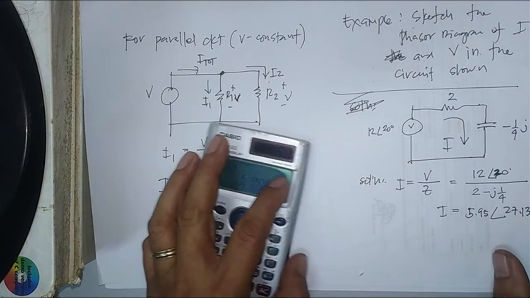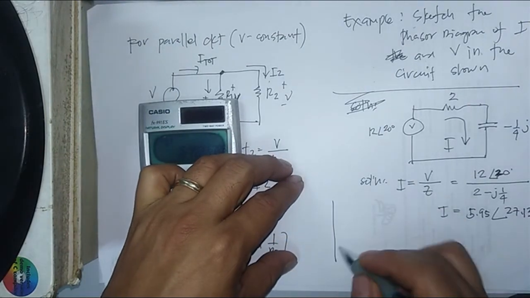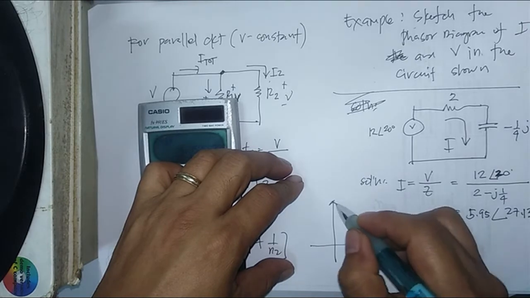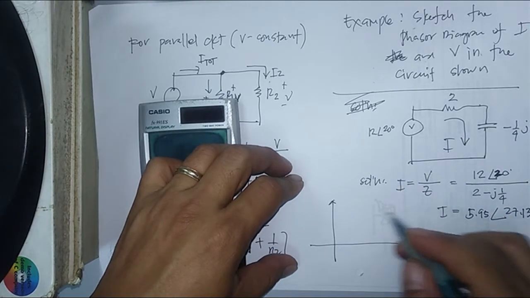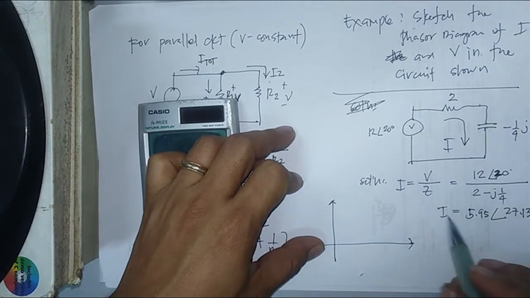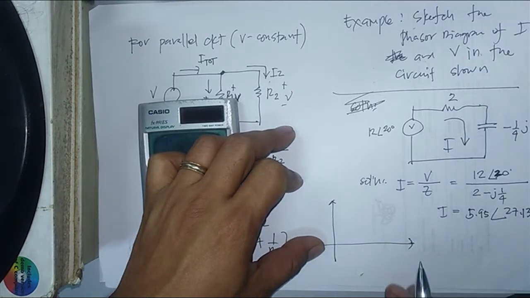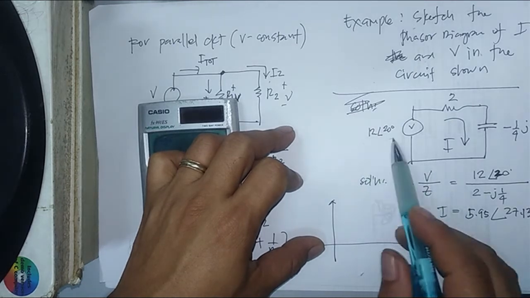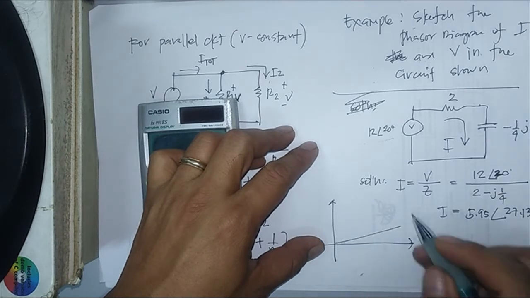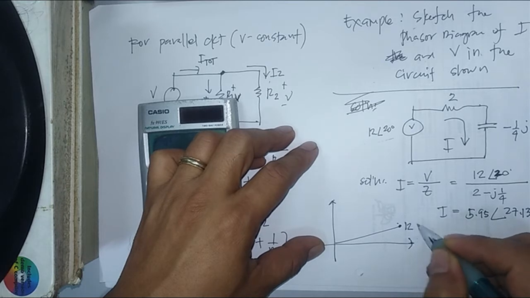Now, if we are going to plot this in our phasor diagram, this is our phasor diagram. So your phasor diagram is your diagram representing your current and voltage. Now first we will plot the voltage, that is 12 with an angle of 20 degrees. Okay, I will label this as your voltage. This is 12 angle of 20 degrees.